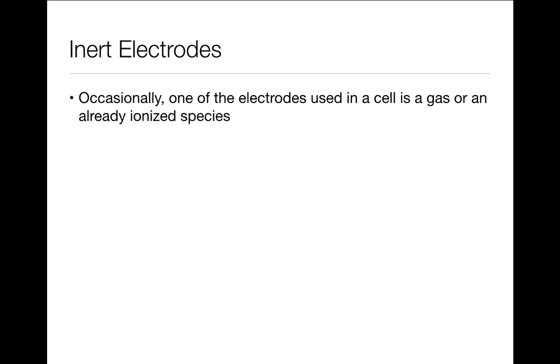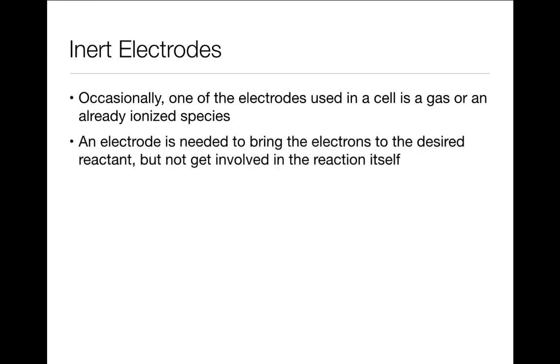That's a very common reaction as well. So we don't have a solid species to act as either the anode or the cathode, or if it's a gas, trying to hook an alligator clip up to a bubble of gas is quite difficult as well. So what we really need is an electrode that can bring the electrons or take the electrons to or from the desired reactant, but not get involved with the reaction itself. We don't want to introduce a material that will change the electrochemical reaction that we're interested in.